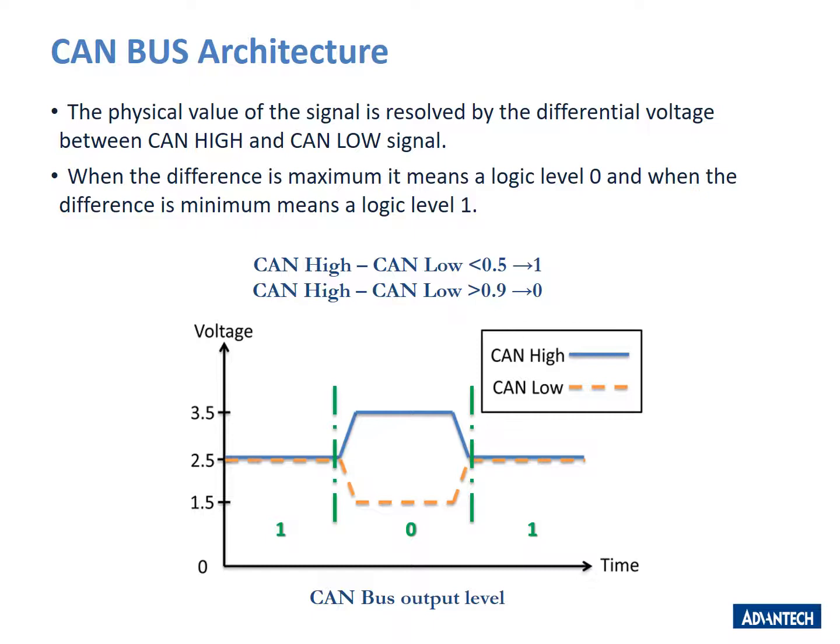Now, how does this help? With this simple technique you can ensure low susceptibility to noise, because noise will affect both wires at the same time and hence the difference would be the same. This enables a high baud rate up to 1 Mbps with higher redundancy.